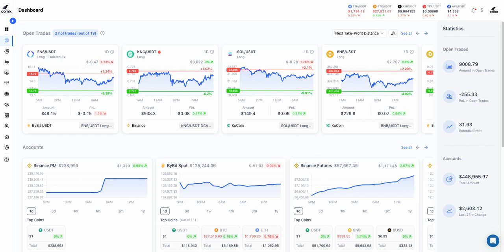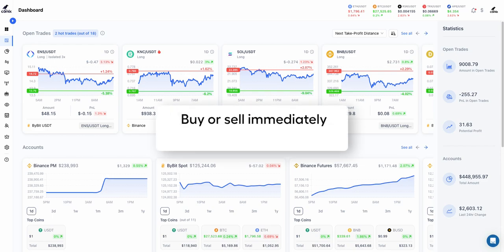This video will walk you through the concept of the market order type. A market order is a type of order used to buy or sell cryptocurrency immediately at the best available price. To place a market order, you simply specify the amount of cryptocurrency you want to buy or sell in your desired exchange, and it will be executed at the current market price.